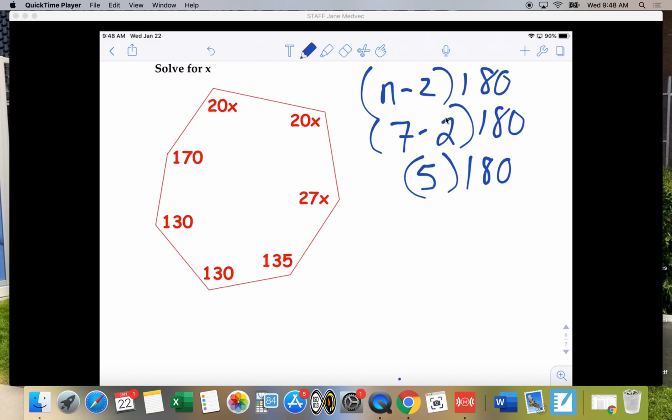I get how many degrees? Thank you, 900. So if I took all of those angles inside that shape, it would give me 900 degrees. So how would I go about finding what x is? What do I do?